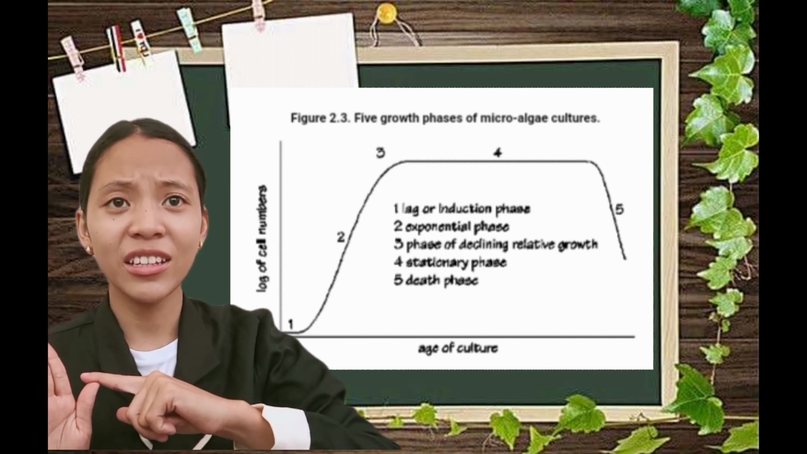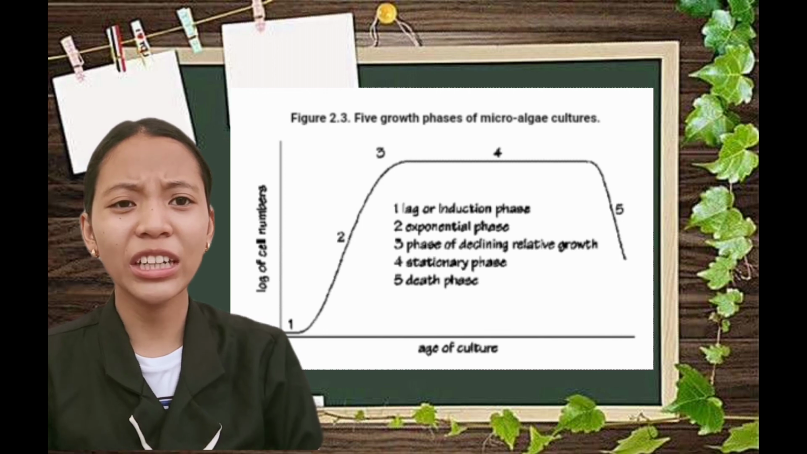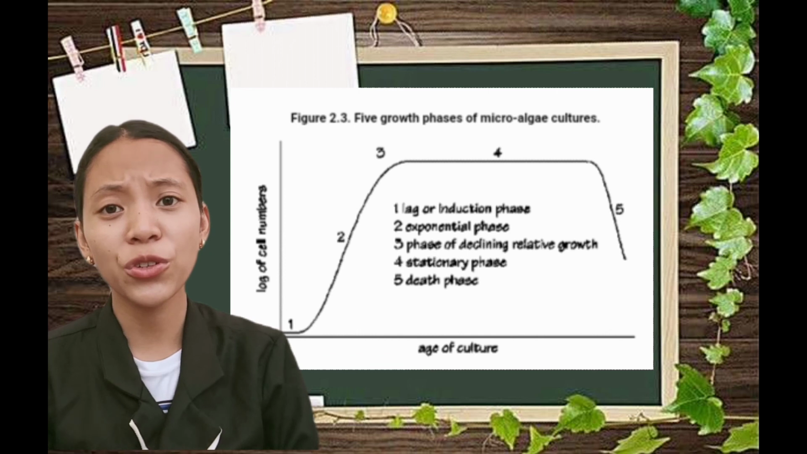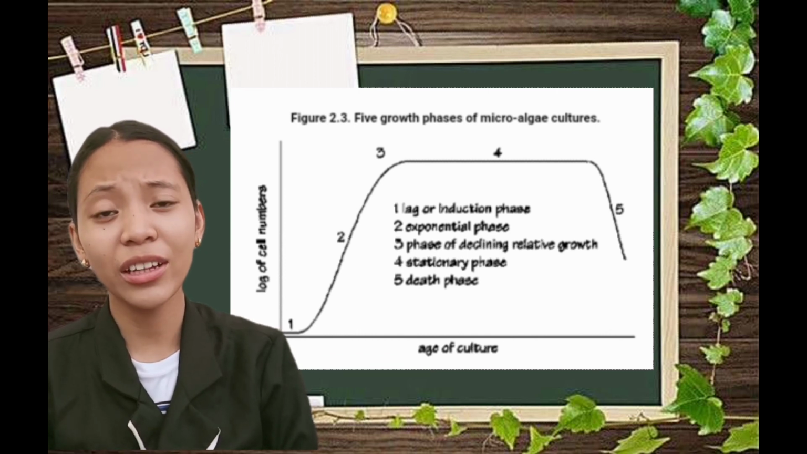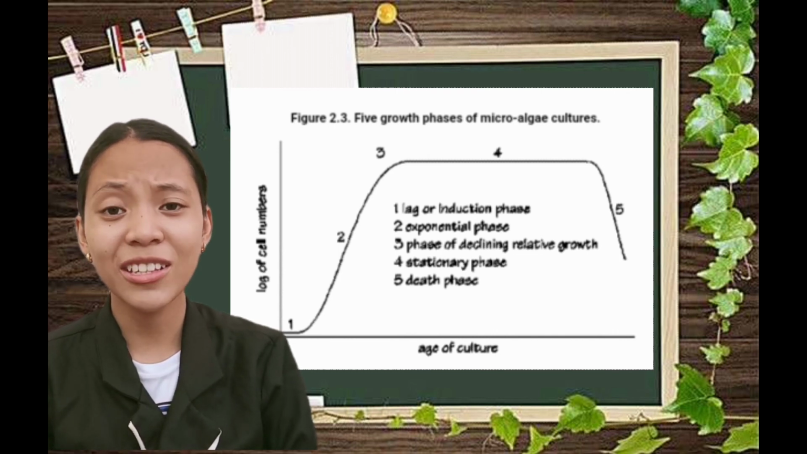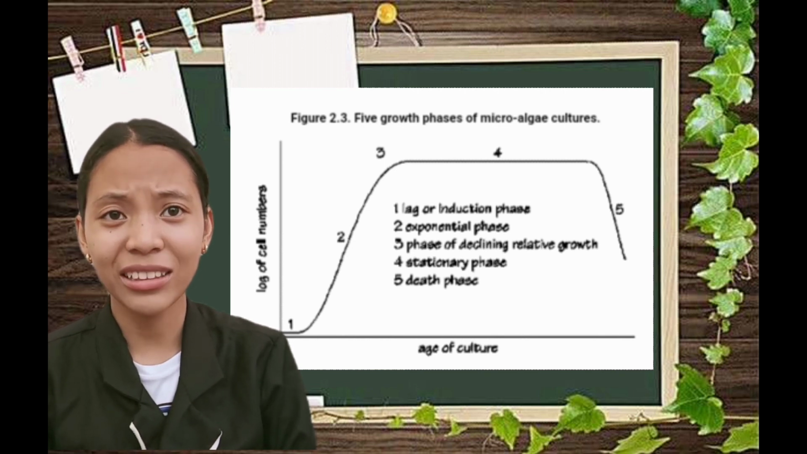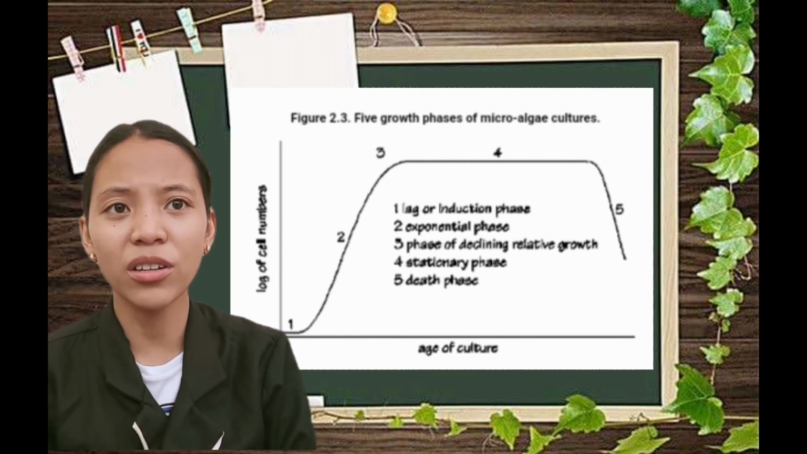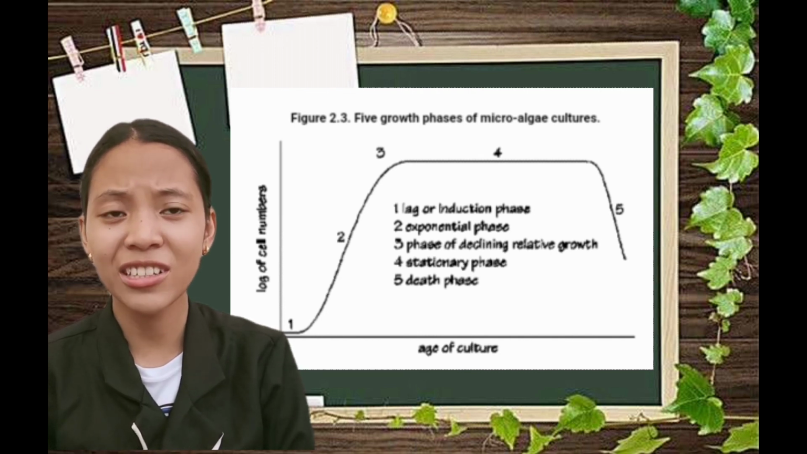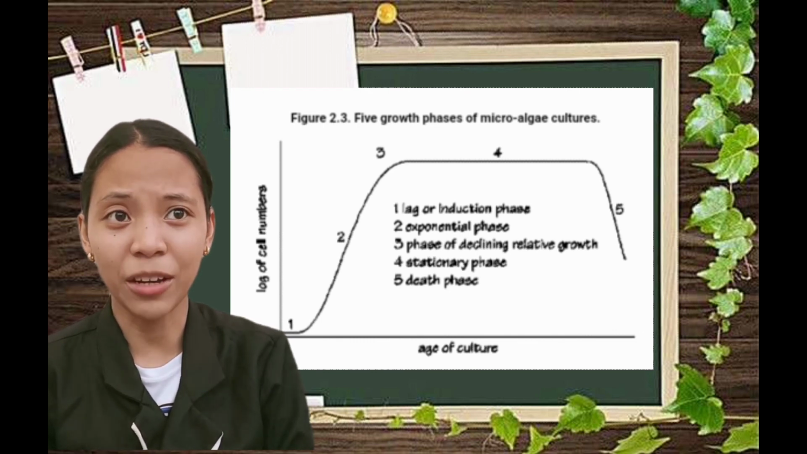The fifth is the death or crash phase. During the final stage, water quality deteriorates and nutrients are depleted to a level incapable of sustaining growth. Cell density decreases rapidly and the culture eventually collapses. In practice, culture crashes can be caused by a variety of reasons, including the depletion of a nutrient, oxygen deficiency, overheating, pH disturbance, or contamination.